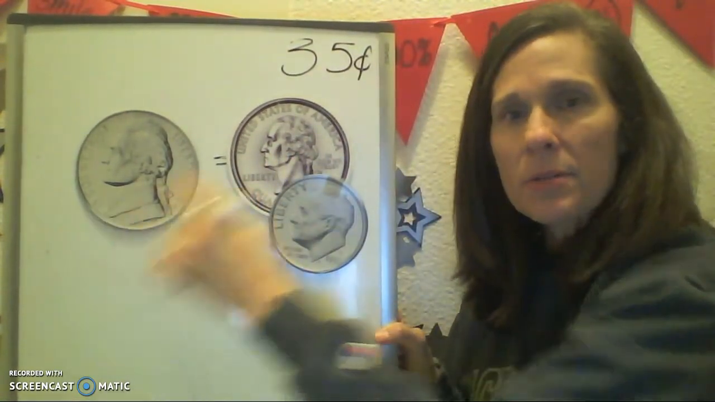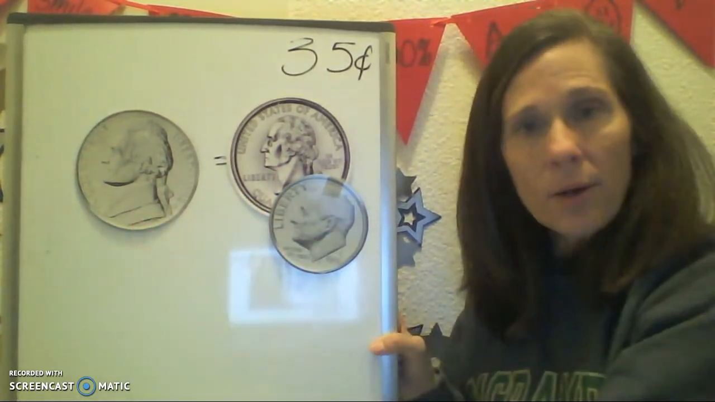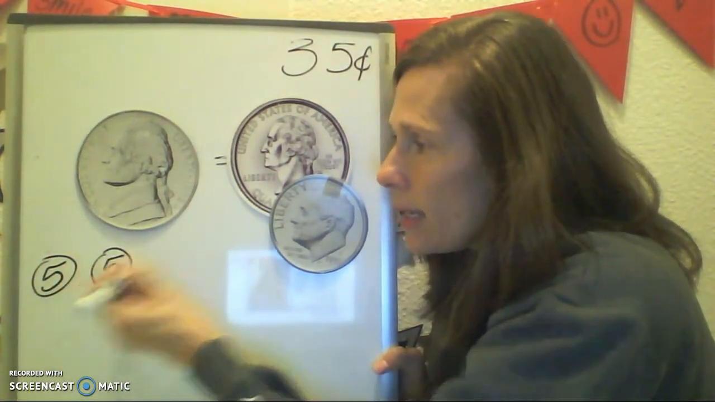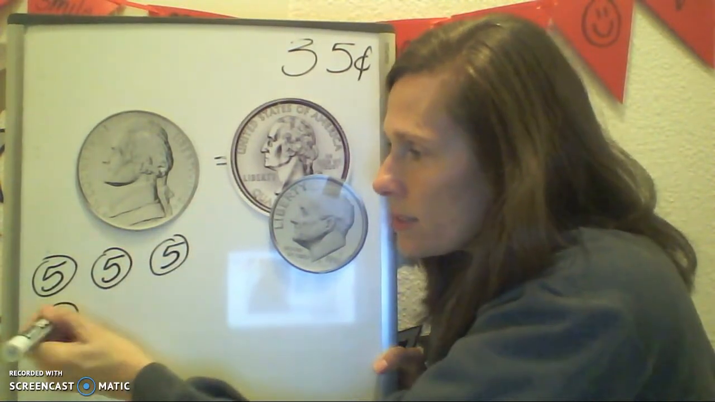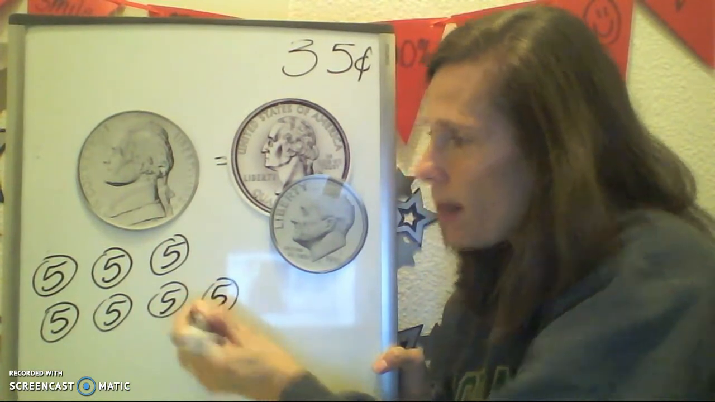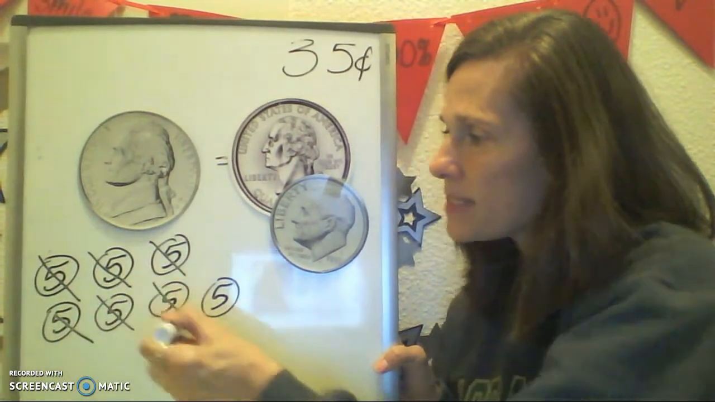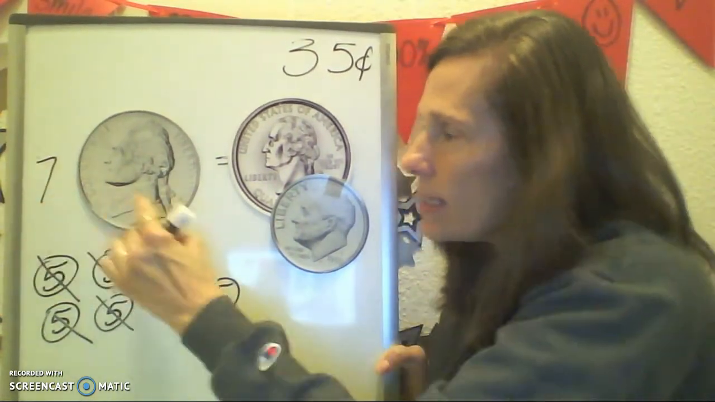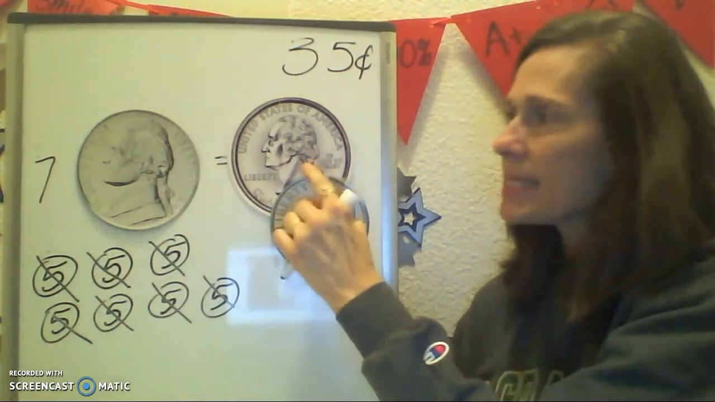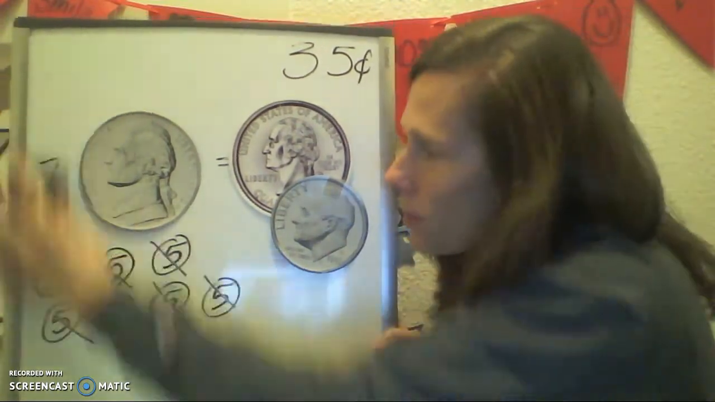So how many nickels is it going to take to make 35 cents? Well, I know a nickel equals 5 cents. So here I go. 5, 10, 15, 20, 25, 30, 35. So how many nickels was that? Well, it was 1, 2, 3, 4, 5, 6, 7. So 7 nickels equals 35 cents. Or 7 nickels is the same as a quarter and a dime. Okay? So here we go.